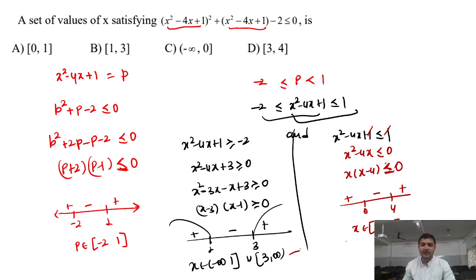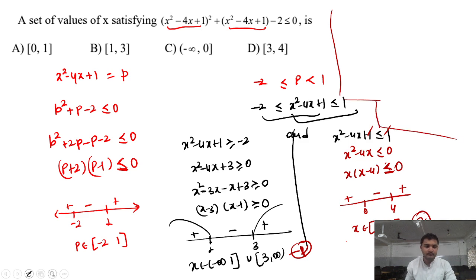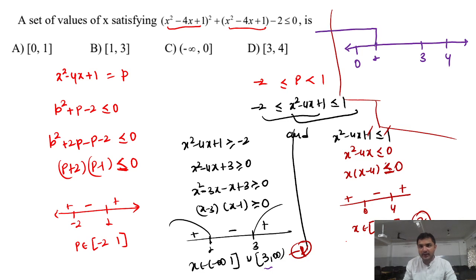But sir, we need to take the intersection of these two. Intersection means we need to take the common part of these two, right? So let's say here I'm drawing the number line. All of you, please try to focus clearly. Let's say we are drawing the number line. What will I get? I'll plot 1, then we plot 3 here, then 4 here, and 0 will be somewhere over here. So the first one is minus infinity to 1 union 3 to infinity, right? That is the first part. What is the second part? The second part is 0 to 4.